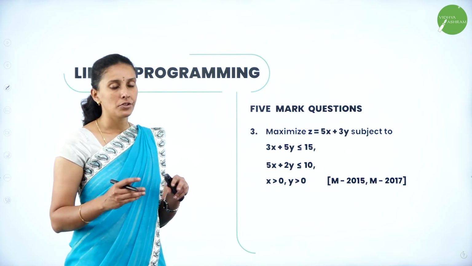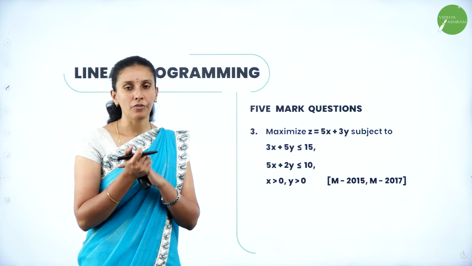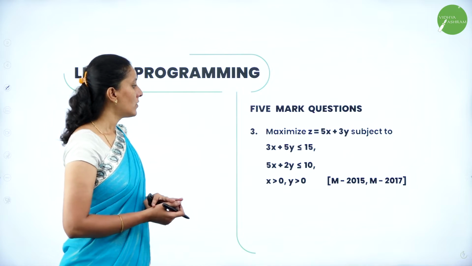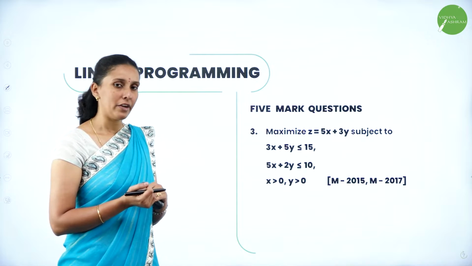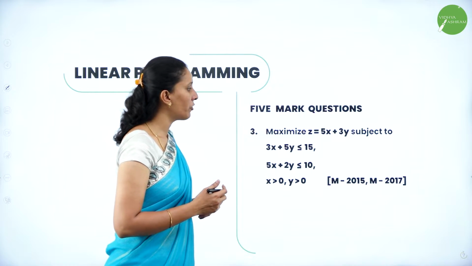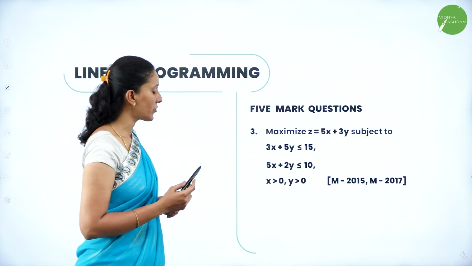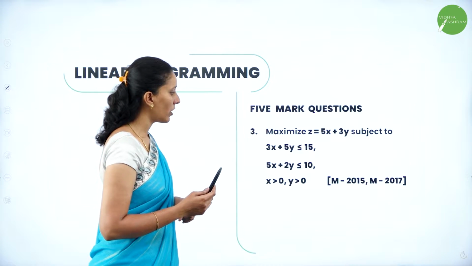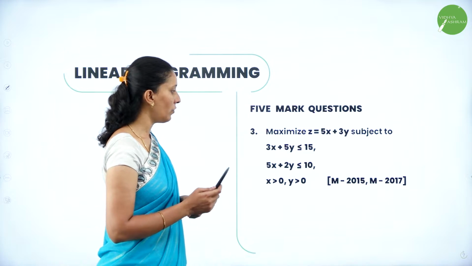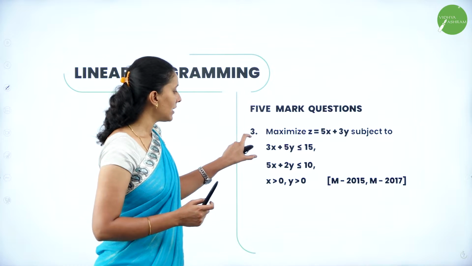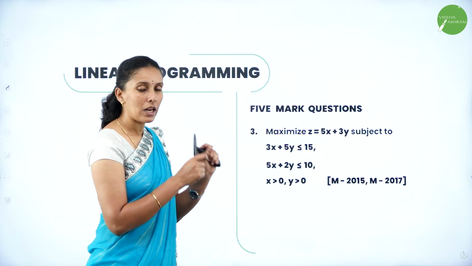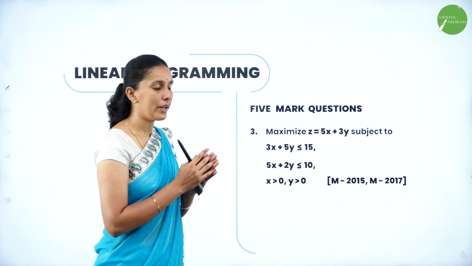Next question. I told you a 4 marks problem is basically to formulate an LPP and 5 marks will be given to solve an LPP. So, let us take one maximize problem and one minimize problem. Given here, maximize Z equals 5x plus 3y subject to the constraints 3x plus 5y less than or equal to 15, 5x plus 2y less than or equal to 10, x greater than 0, y greater than 0. So, let us solve the linear inequalities given, and let us draw a line in the first quadrant of a coordinate axis.